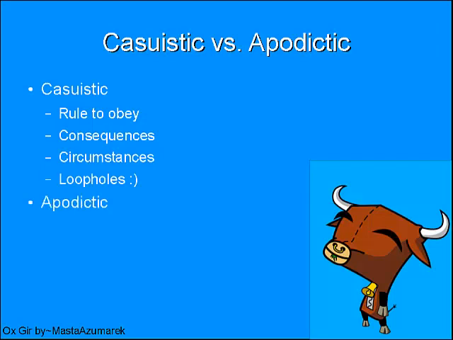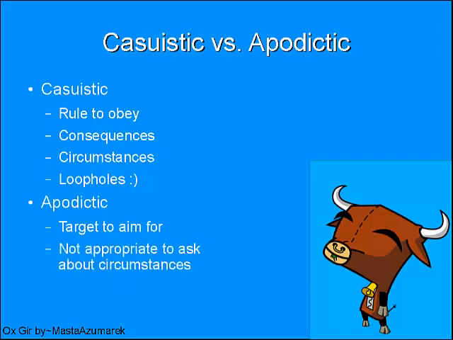Apodictic law gives you a target to aim for, and it's not appropriate to ask about particular circumstances, and there is no way that with that kind of a target you can look for a loophole, because the question is quite simple. Are you aiming at that target or aren't you? If you're aiming at that target, good and well. If you're not, then sorry, but it's not good enough. That's the difference between casuistic law and apodictic law in a nutshell.